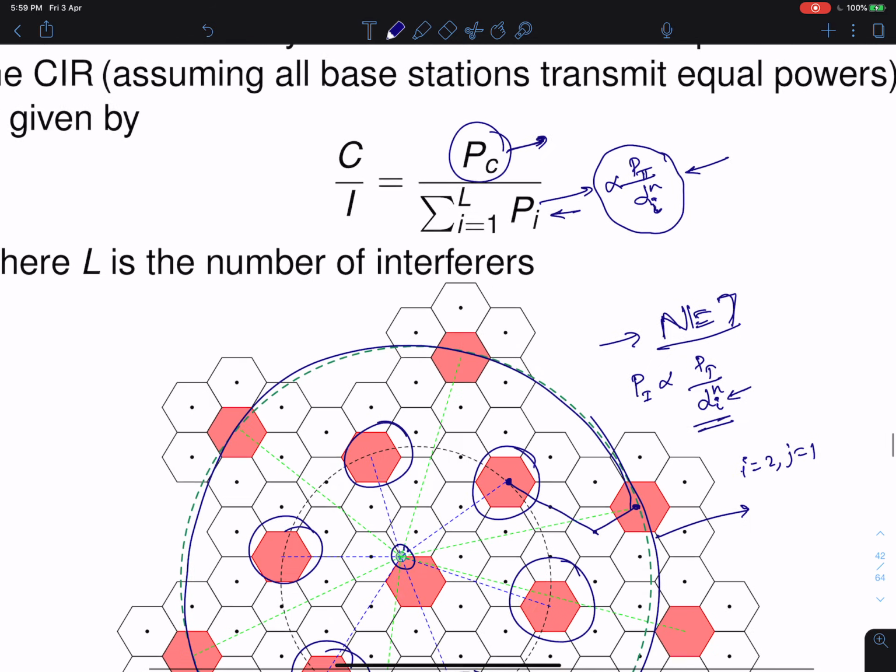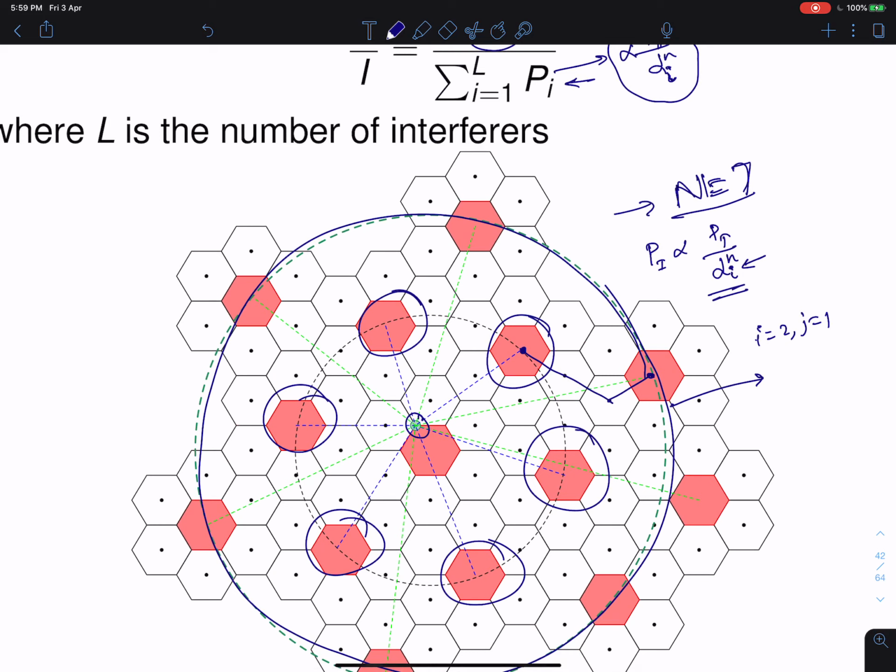Okay, but if you see from this figure, as we've already discussed, the tier 1 interferers are the ones that are going to matter the most, because as the distance increases, the interferer power goes down exponentially. So the tier 2 interferers really won't contribute as much as a tier 1 interferer will. But of course, to get a more accurate estimation, you have to include every possible interferer.